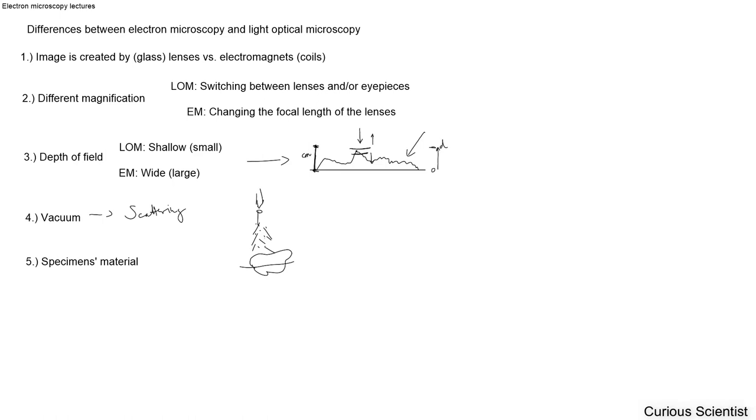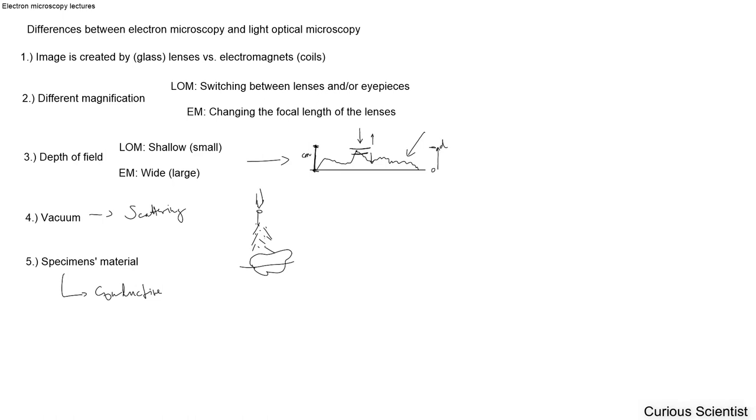So in electron microscopes you are aiming for, let's say, conductive materials in the first hand. You can use non-conductive materials as well, but either you use some special technique or you have to coat the specimens with some conductive material. Usually some carbon layer or gold layer is applied on the surface of the specimens, but in a light optical microscope you can look at any surfaces, basically.